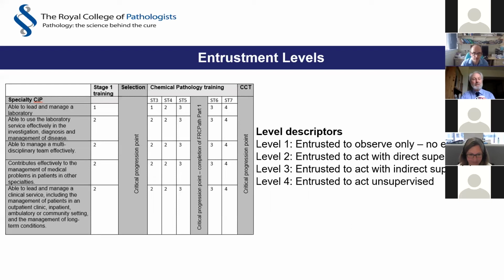Then you have the ChemPath training, ST3, 4, 5, ST6, and 7, with the entrustment levels which have been mapped to the specialty CIPs. So as you can see, by the end of ST7, trainees should be totally able to act, entrusted to act unsupervised. Again, what you'll see there is another critical progression point between ST5 and ST6, which is the completion of FRC Path Part 1. And obviously the final critical progression point is the award of CCT.